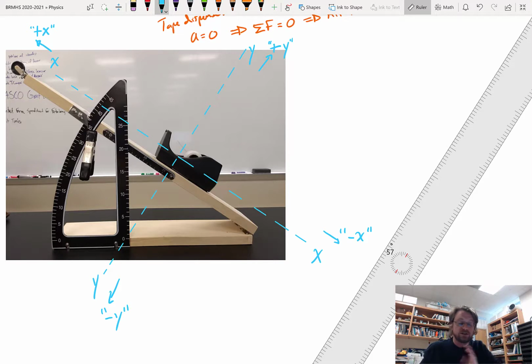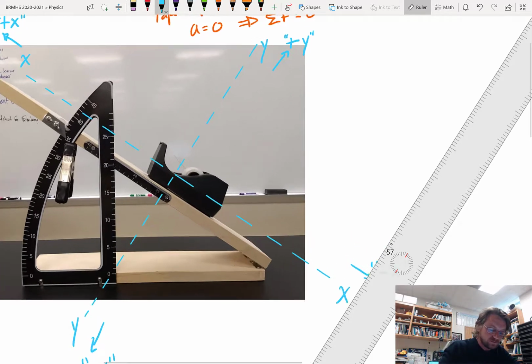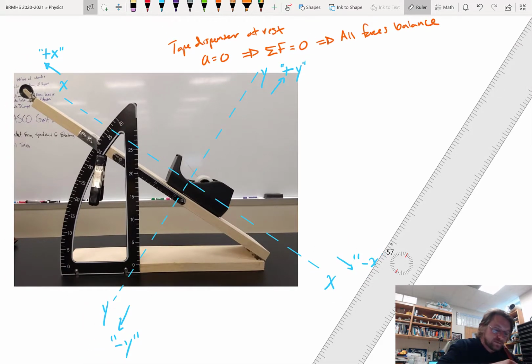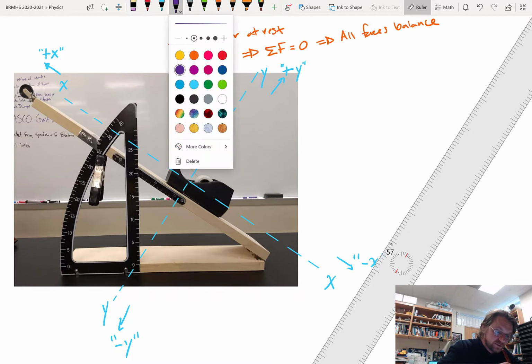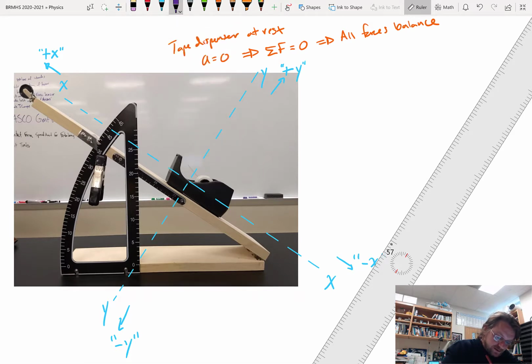We've just tilted our axes to match our inclined plane, and we do that because it makes things more convenient when we have the axes lined up with the actual surface. Okay, so I've got that in there. I'm going to represent my tape dispenser with a purple dot. So I'm just going to say that's the dot representing my tape dispenser.